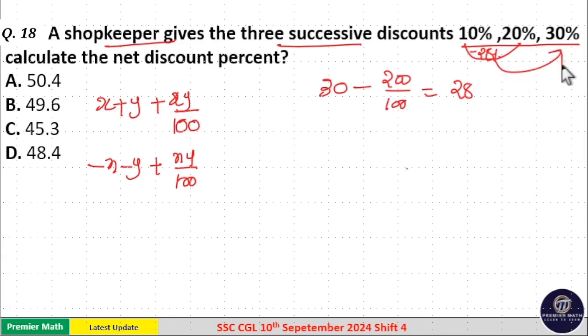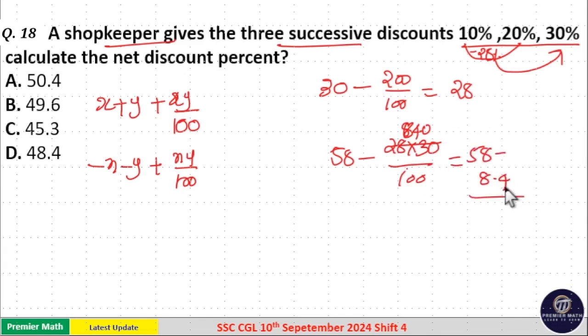Now use 28 and 30. 28 plus 30 is equal to 58. 58 minus 28 into 30 divided by 100 is equal to 3 into 8, 24. 3 into 2 plus 2, 8. So 840 by 100 is equal to 8.4. So 58 minus 8.4 is equal to 49.6. Option B is your answer.